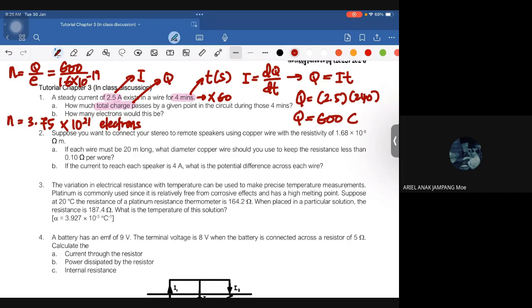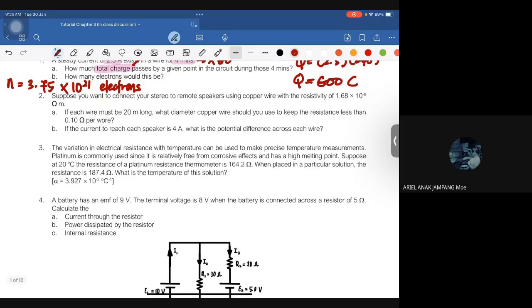Alright, next. Suppose you want to connect your stereo to a remote speakers using copper wire. So copper wire, the resistivity given is 1.68 times 10 to the power of negative 8 ohm meter. Okay, so yang ini dia cakap each wire must be 20 meter long. So dia bagi kita length, and then soalan suruh kita cari diameter. Okay, diameter with the resistance being less than 0.1 ohm per wire. Yang ini wire ni, bukan bore.